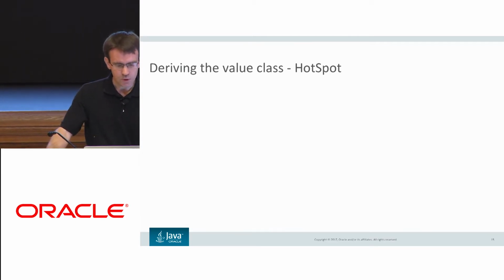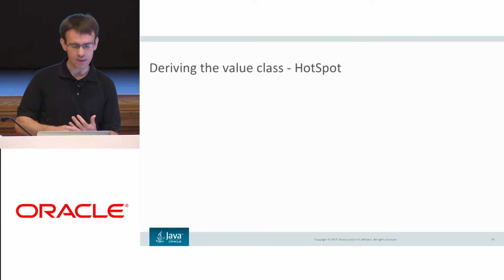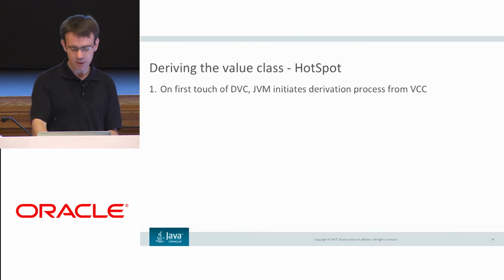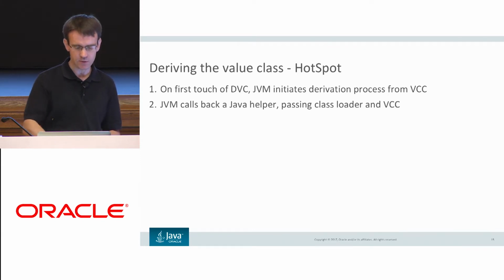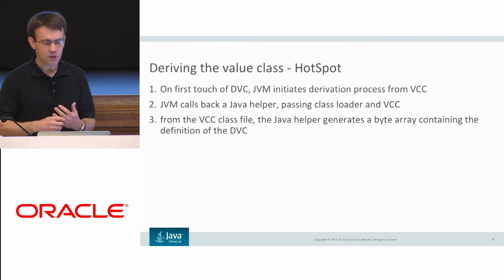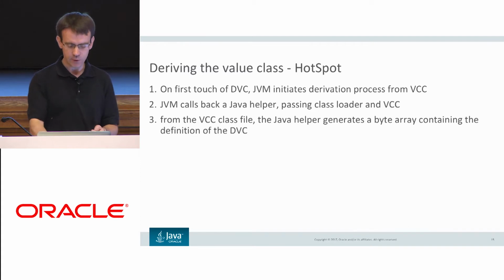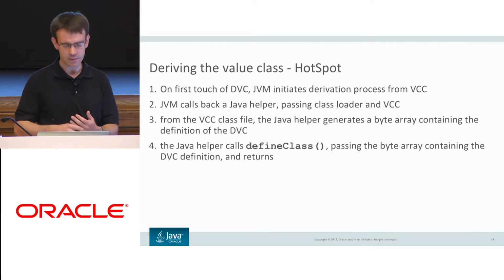In HotSpot, we are doing the same mechanic to derive a value class from the value capable class, but we are doing it slightly differently. On first touch of the derived value class, the JVM just initiates the process of derivation from the value capable class. We have a Java helper to do that, so the JVM calls back the Java helper, passing the class loader and the value capable class as arguments. From the value capable class, the Java helper generates a byte array containing the definition of the derived value class, and then calls define class to inject it into the system dictionary of the JVM. Then the Java helper returns.